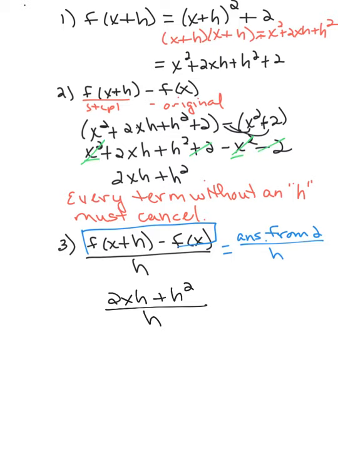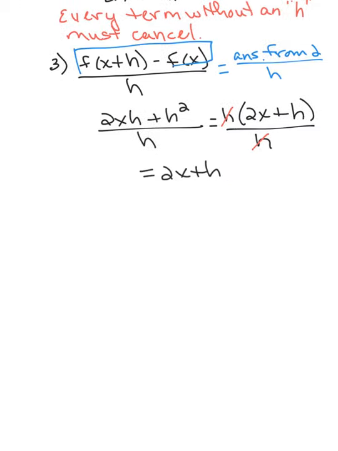Notice that in the numerator we have h's in both terms, so if we factor out an h, the first term would be 2x and the second term would be just h, and that's all over an h. But now h over h equals 1, we can take that out of there, and our final answer is 2x plus h. We are now ready for step 4.